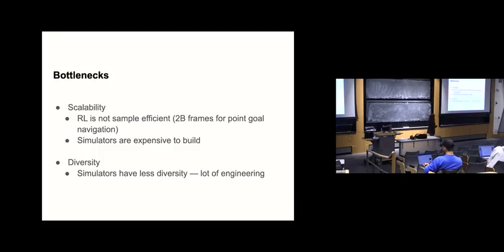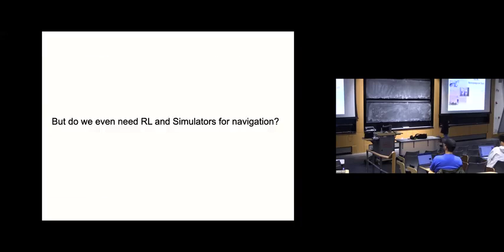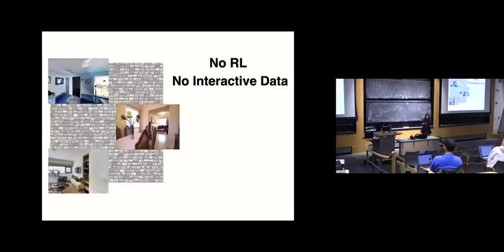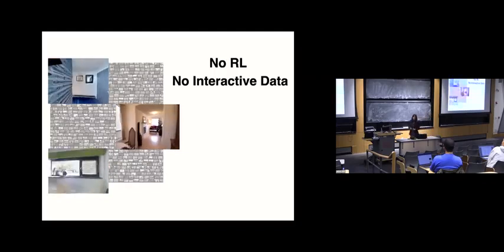assumptions. They say the problem is that RL is not sample efficient. We need an insane amount of frames to learn to navigate, simply because the RL algorithms are just not advanced enough. Simulators are super expensive to build, and they cannot be super diverse. So they say, how can I learn to navigate directly from passive videos? And they say, there are tons of videos on the web where people just wander around, okay?